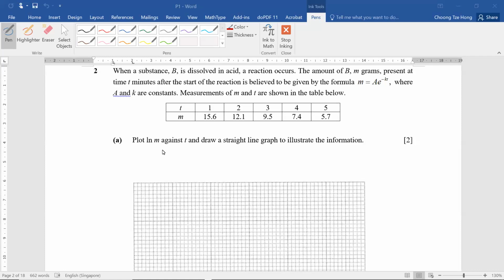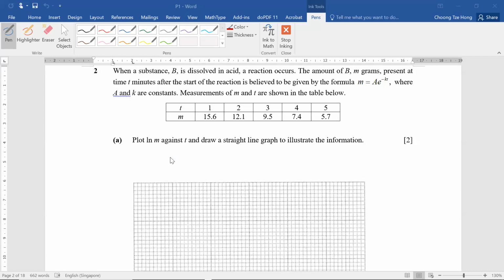When a substance B is dissolved in acid, a reaction occurs. The amount of B, m grams, present at time t minutes after the start of the reaction is believed to be given by the formula m equals A times e to the power of negative kt, where A and k are constants. Measurements of m and t are shown in the table below.